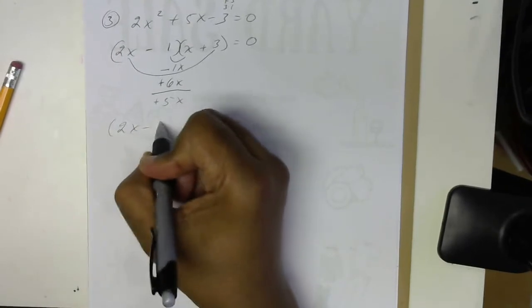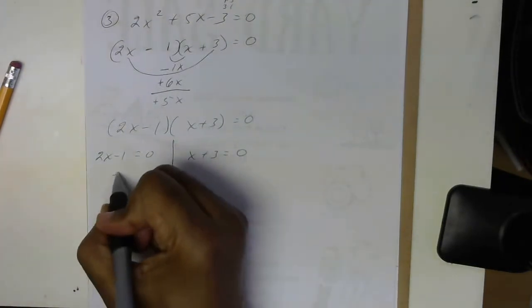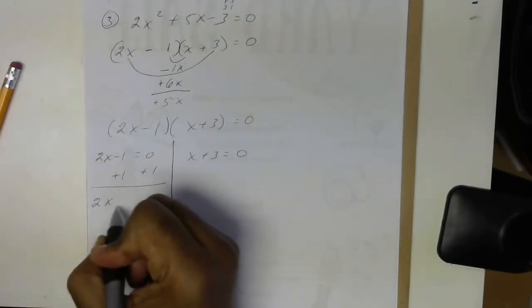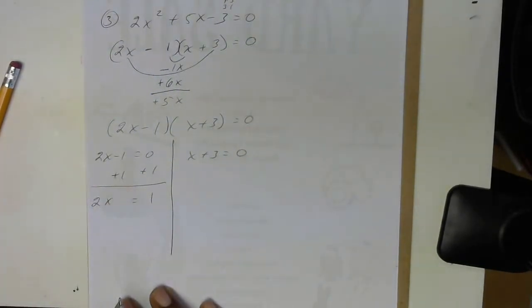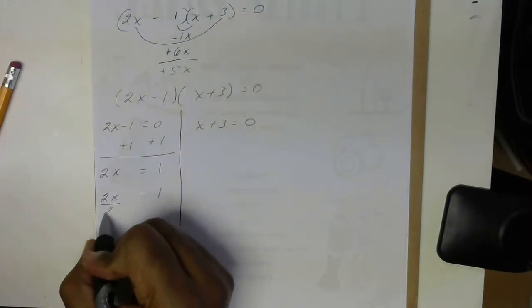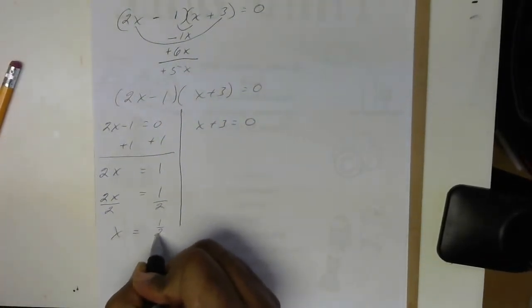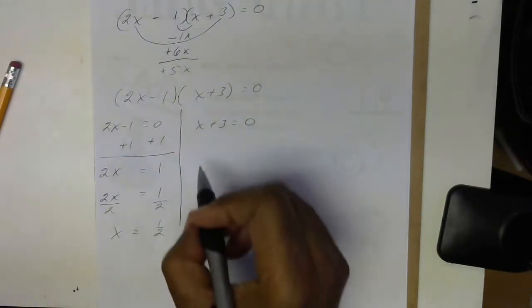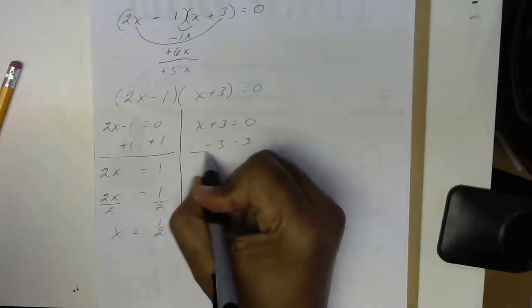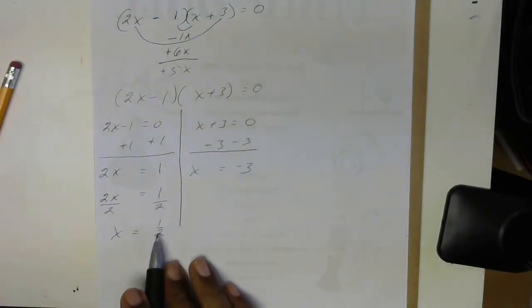Okay. So now that we have 2x minus 1 and the x plus 3, we can now split this up into two parts. 2x minus 1 equals 0, and x plus 3 equals 0. Okay. So let me add 1 to both sides here. That'll give me a 2x here. These will cancel. Equals 1. Now from there, I am going to get rid of the 2 by dividing by 2 on both sides. So 2 divided by 2 gives me 1x. And 1 over 2 just gives me 1 over 2. And now to solve here for x. So minus 3, minus 3. And I get x equals negative 3. And this one is done. So our answers are 1 over 2, or 1/2, and negative 3.